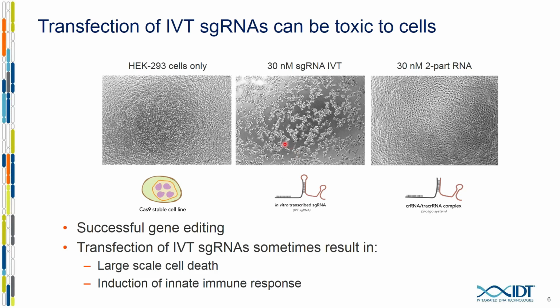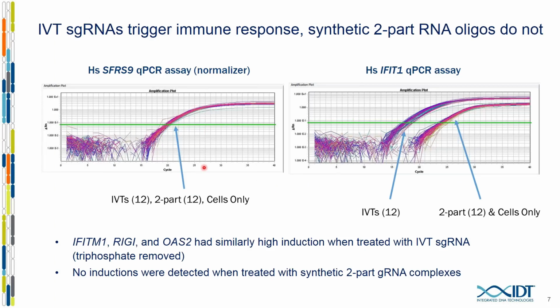So this is just an example, an experiment here where we're showing you a HEK293 immortalized stable cell line that constitutively expresses Cas9. You can see the cells look quite healthy. If we take an sgRNA that's produced from an in vitro transcription reaction, you can see a marked amount of cell death. And if we do the same experiment but use the two-part system, you can see the cells are mostly indistinguishable from the negative control. So we also see evidence for induction of the immune response.